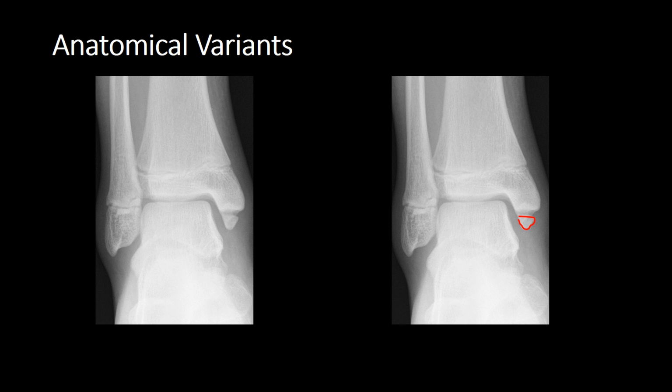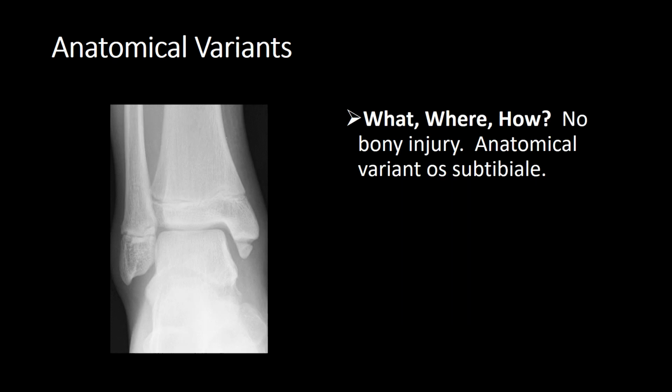The other anatomical variant that people get confused with is os subtibiale. Exactly the same as os subfibulare, except it's inferior to the medial malleolus instead of the lateral malleolus. So again, it's just familiarising yourself with the fact that it's well corticated, it's smooth in outline, and it's just in a classic location. So what, where, how: no bony injury, anatomical variant os subtibiale.